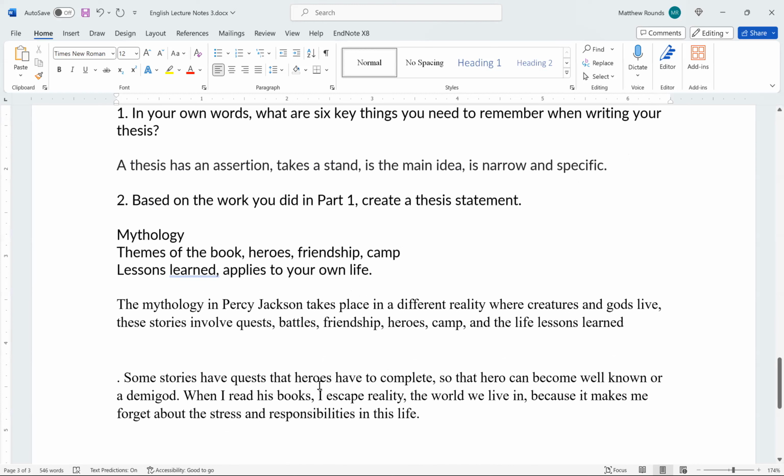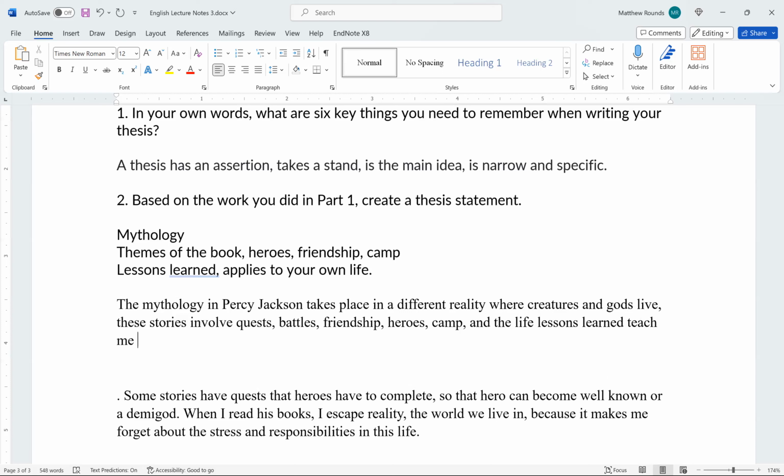They teach you important things that sometimes. You're too broad. Be more specific. What do they teach you? They teach you lessons that are better to learn now than in the future. Okay, still kind of broad. How about this? How to grow up as a teenager. Yeah, that works pretty well. Okay. All right. Involve quests, battles, friendship, heroes, and camp.